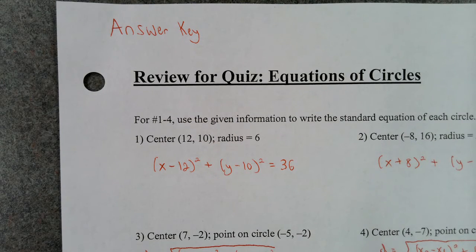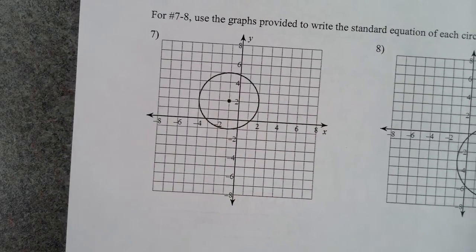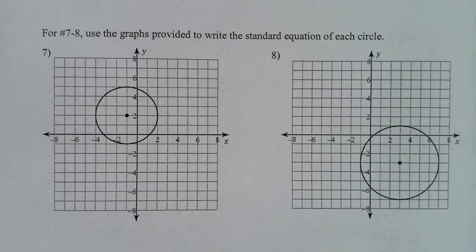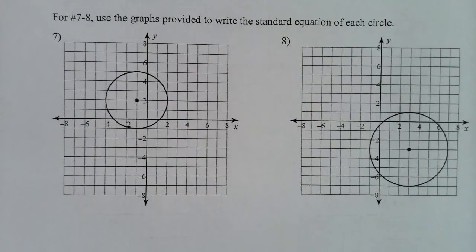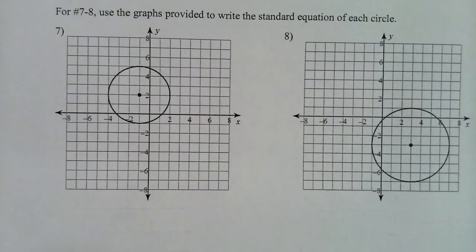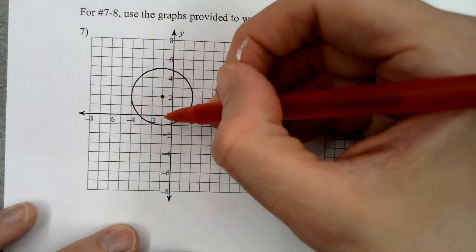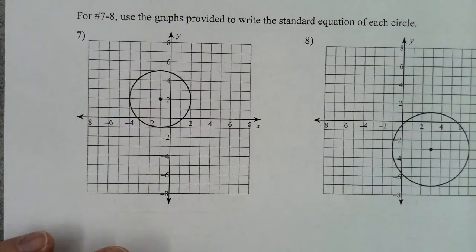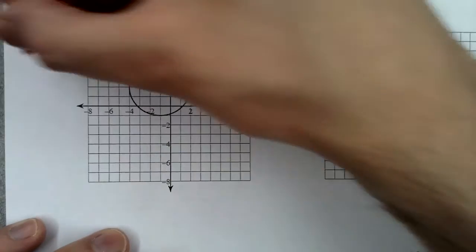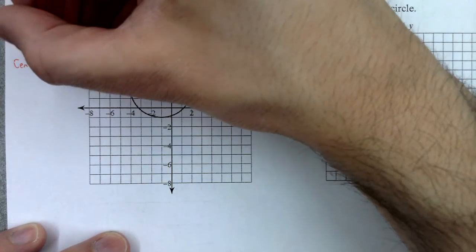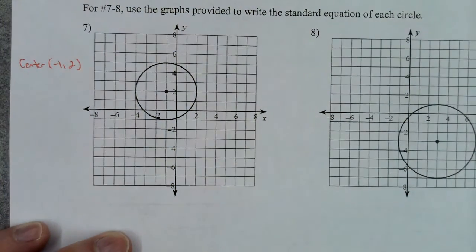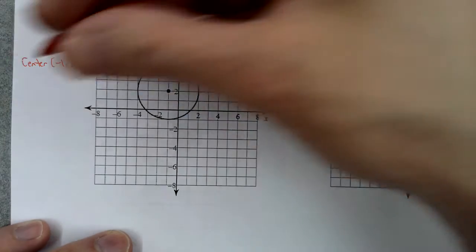Moving on to the second page. Number 7 and number 8, use the graphs provided to write the standard equation of each circle. Okay, so the center, and you might want to write this off to the side somewhere. The center here is -1, 2. I'll write it over here. And the radius is 1, 2, 3. Radius is 3.